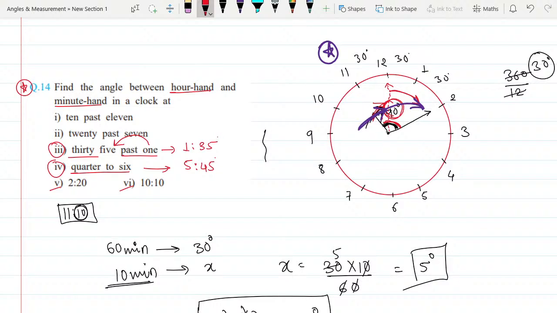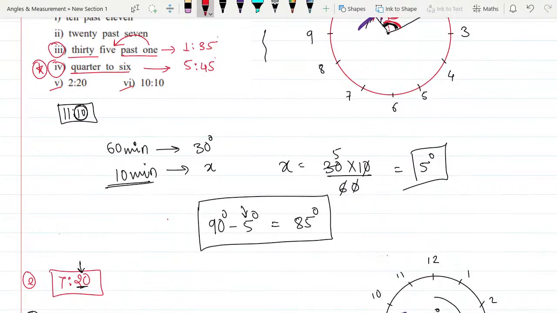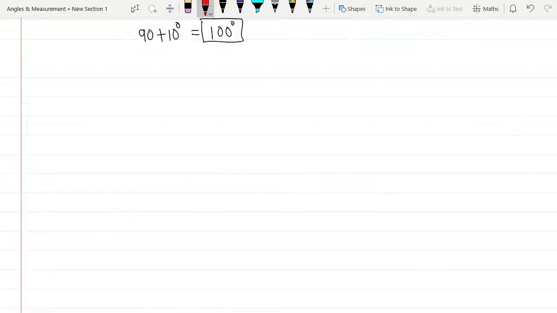Okay, let's solve one more question. Which question you want me to solve? Let's take the third one only, 1:35. Okay, is it okay? Fourth one you want to solve me? Okay, let's solve the fourth one. Okay, cool. Let's solve the fourth one. Quarter to 6, it's a 5:45. So let's take the fourth one. It's a 5:45.